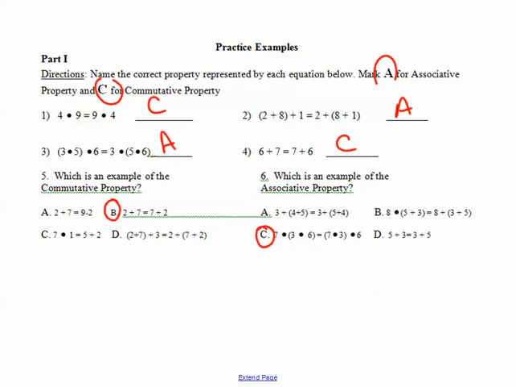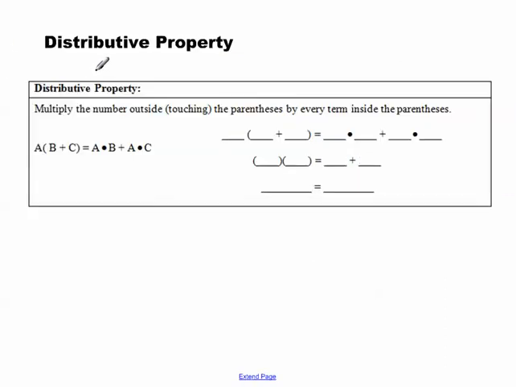Now we're going to move to the distributive property. If you remember earlier in the year, we talked about the distributive property. So this is a little bit of a refresher, but now we have variables with it. So it's going to change just a little bit. So remember, when we have a number outside of the parentheses, that means we're going to multiply. If you remember, we had something like this before.